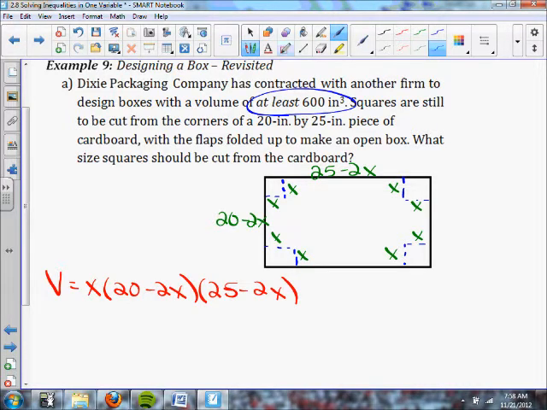Now it says, this is the crux here of the problem. It says it's got to be at least 600 cubic inches, right? So if it says it's got to be at least 600 cubic inches, what does that mean? That means the lowest it could be is 600. That means it's going to be greater than or equal to 600.